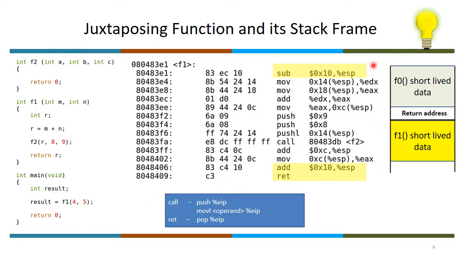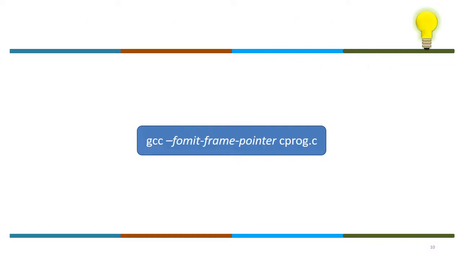Now let us see how to make the compiler generate the code only using the ESP register, right. This is how we make the compiler generate the prologue and epilogue using only ESP. We have to specify this option, right, so that you will get the code what we saw in our previous slide.